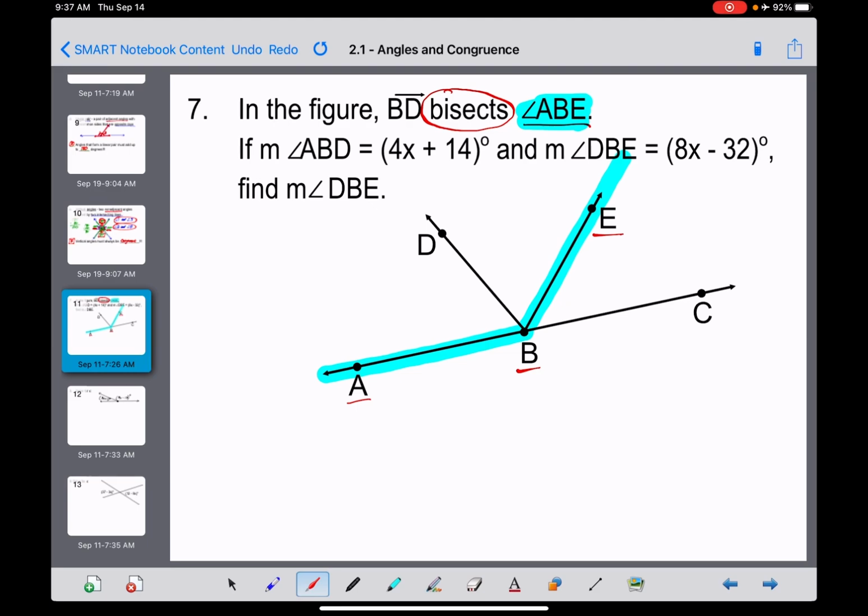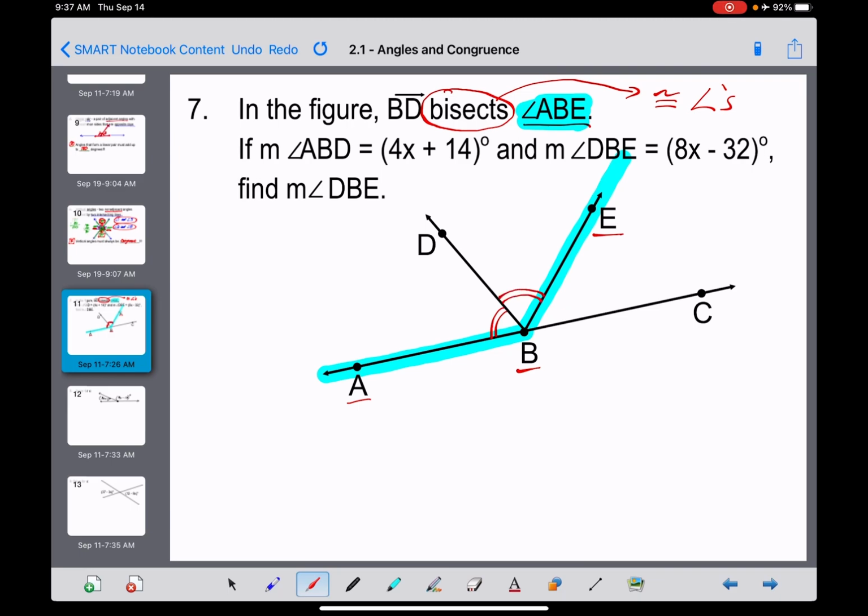Ray BD is bisecting that angle. And what does it mean to bisect something? We wrote that down earlier: to cut something into two congruent pieces. So when you hear the word bisector, that means we are dealing with congruent angles. And which two angles would be congruent? Well, ABE gets split by ray BD, so angle ABD is going to be congruent to angle DBE.